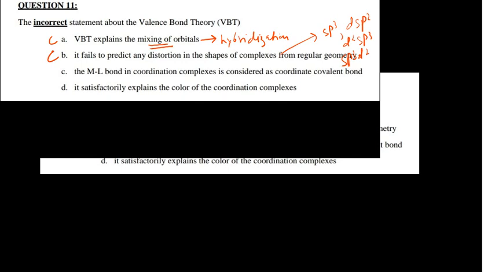Third, the metal ligand bond in the coordination complexes is considered as the coordinate covalent bond. Yes, since we are actually considering the hybridization, it will have the covalent character. This is also the correct one. So these are the correct statements, A, B and C.